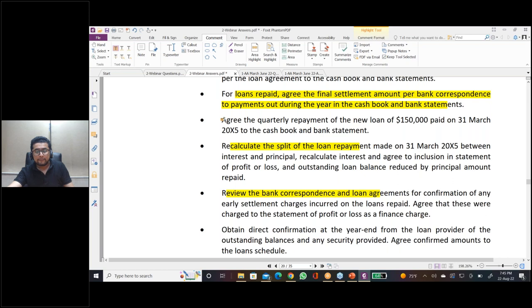Make sure they have paid this 150,000 and it is reflected in the cash day book and bank statement. Is this clear? Can you do it now on yourself? Obviously, it will take an effort. Are you clear?